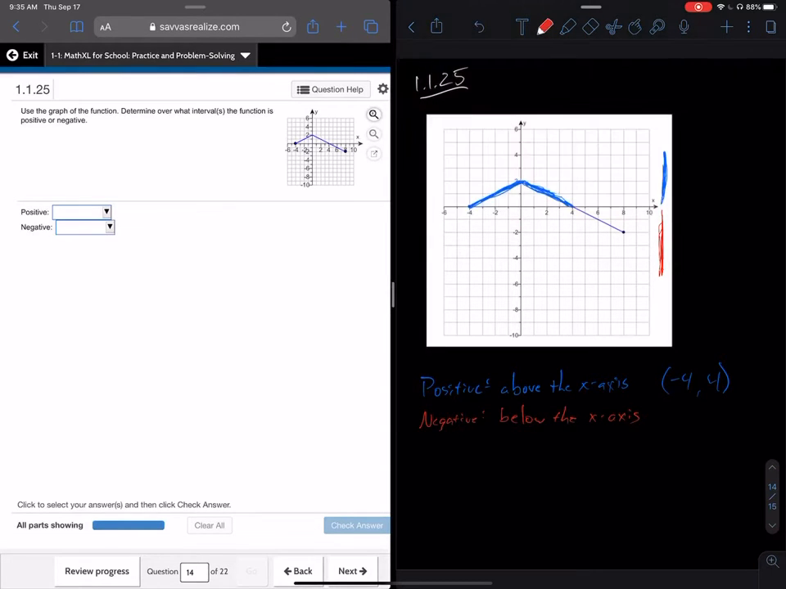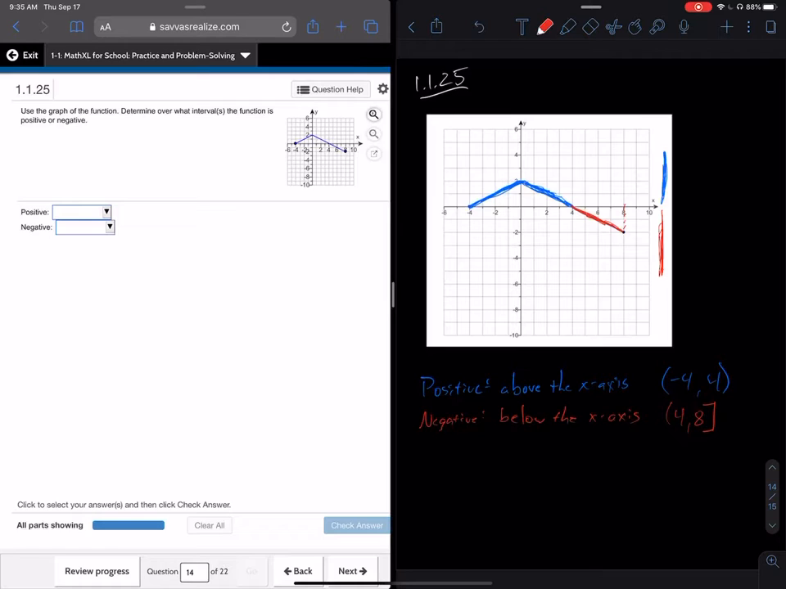And then from 4 over to 8, right? Because we're looking at our x values when we're talking about intervals. From 4 to 8, we're in the negative range. The 4, we're going to use a parenthesis, and the 8 this time is included. We can use a bracket because it is not on the axis.